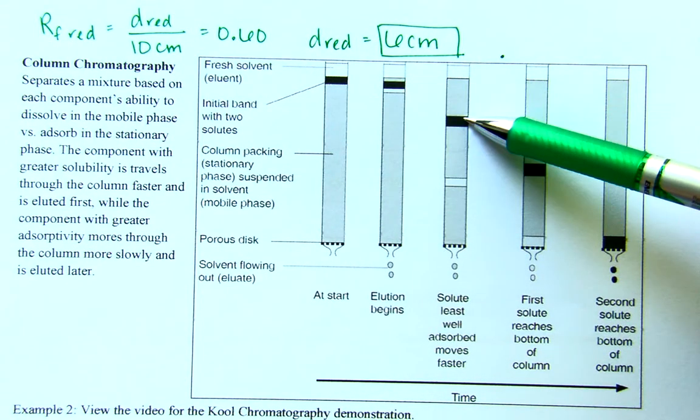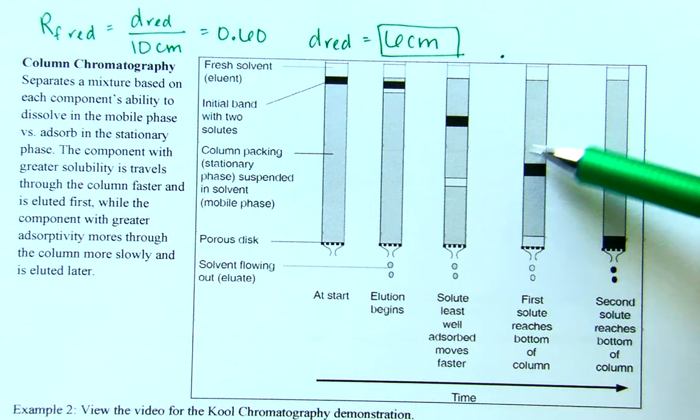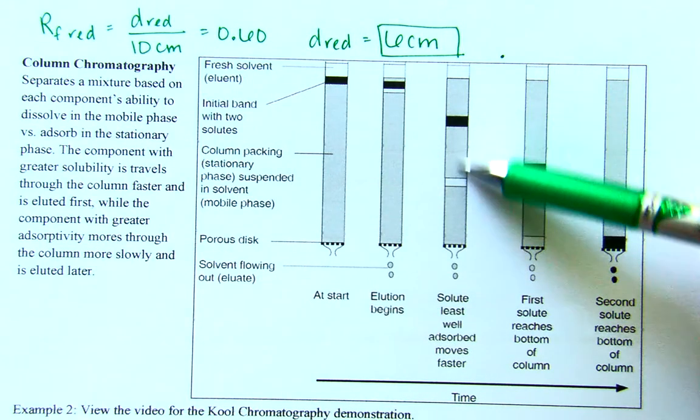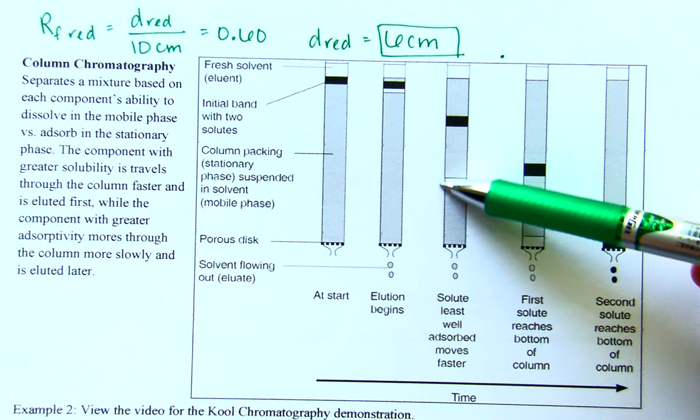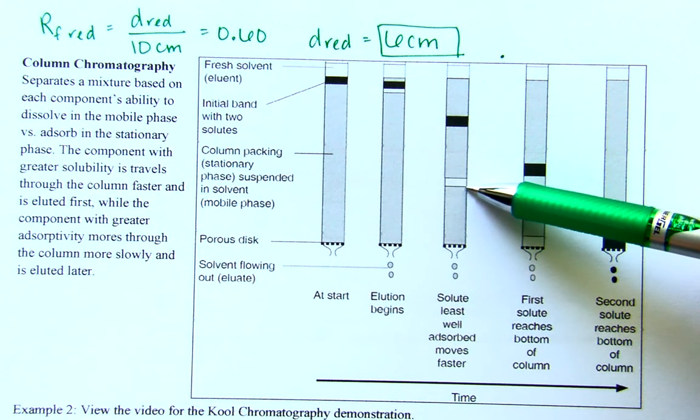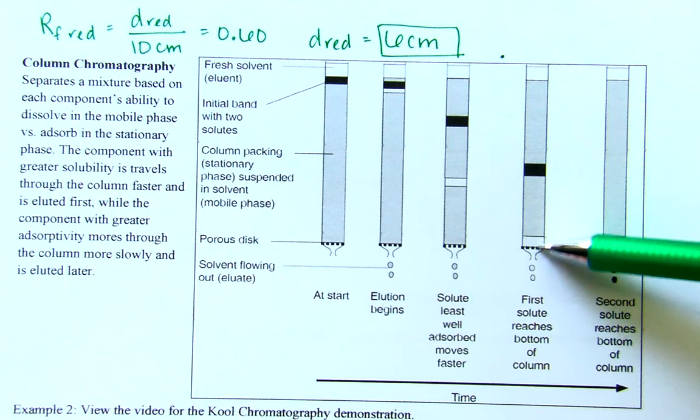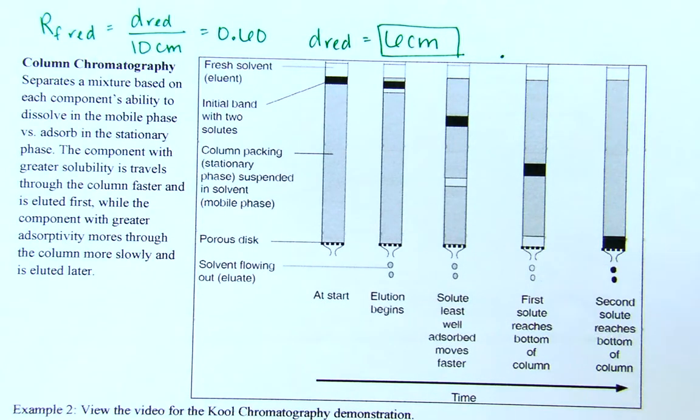Now you can kind of see, as time moves on, the components separate. This component is more soluble in the liquid or the solvent, so it's going to come out sooner, and you can catch that right here. And then eventually this part is going to move down, and you can catch that separately.